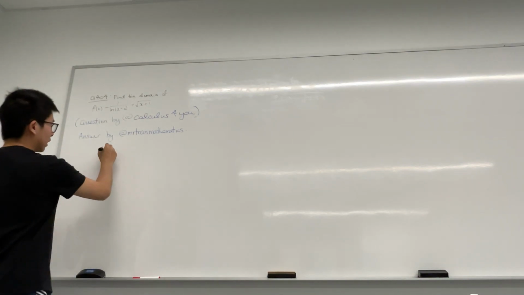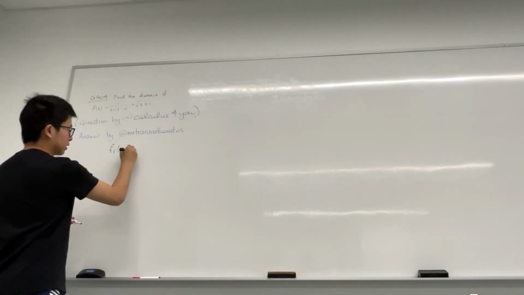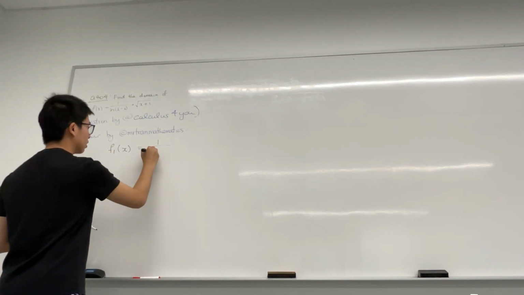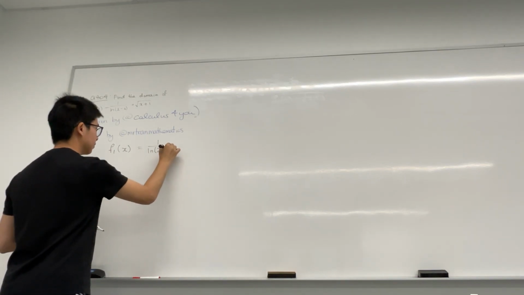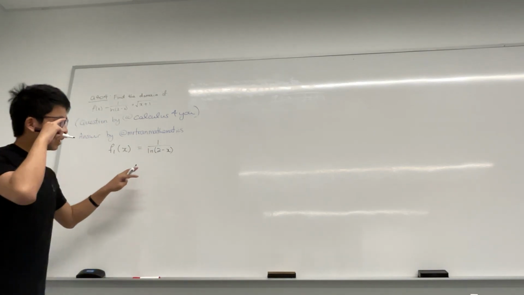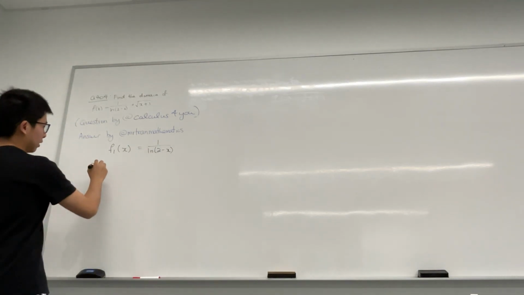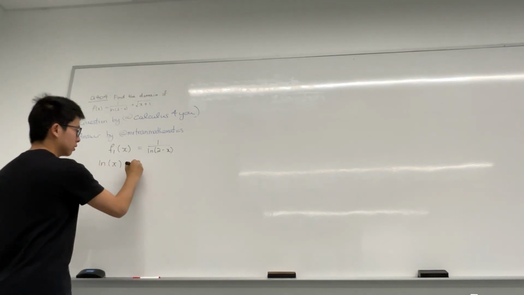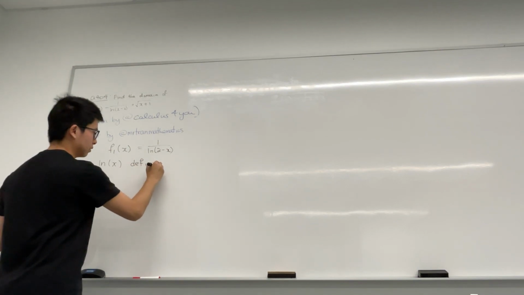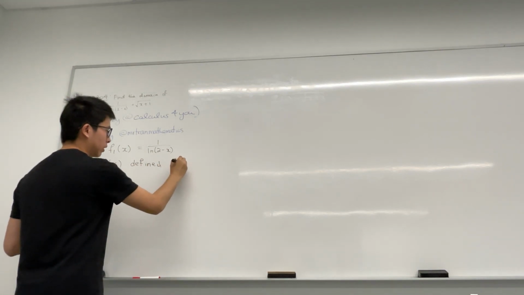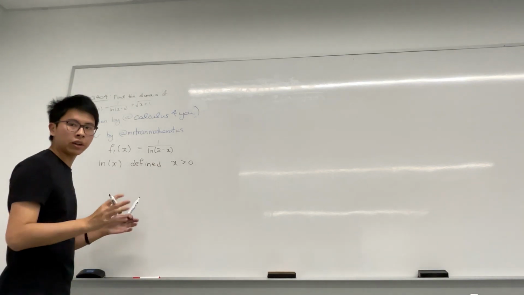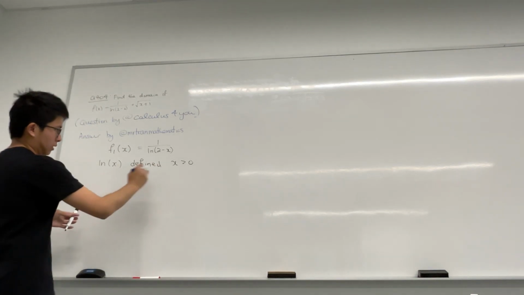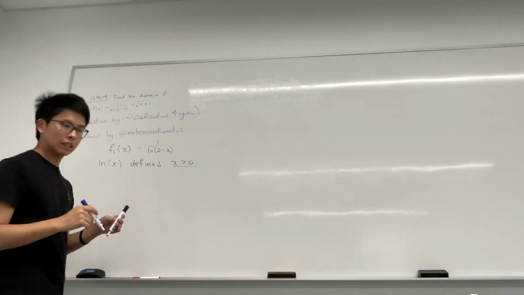So let's say we call f1 of x to be the function 1 divided by ln 2 minus x. So one thing that we should keep in mind first of all is that ln of x is defined whenever x is greater than 0. Okay, so that's one thing that we have to keep in mind over here, that ln of x has to be defined for x greater than 0.